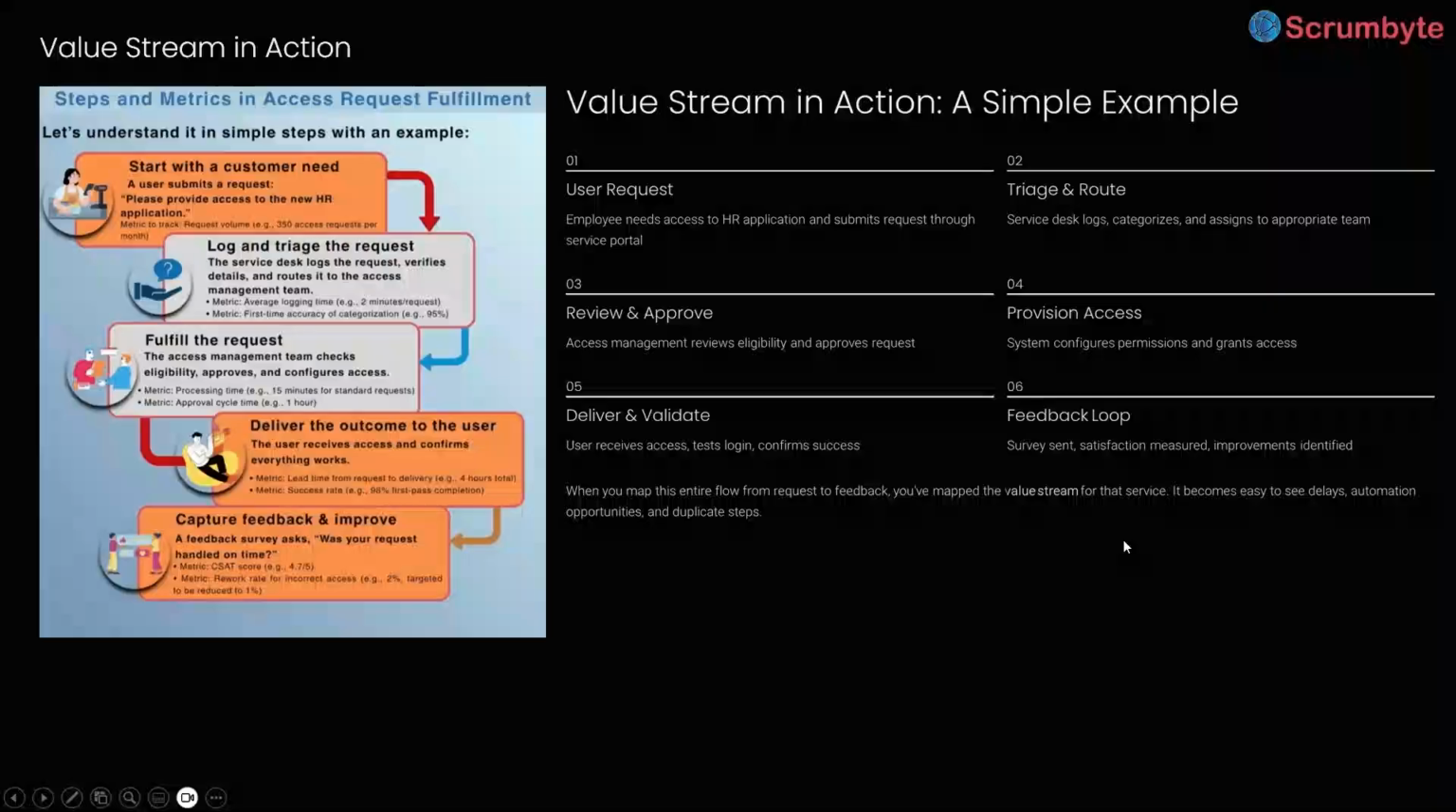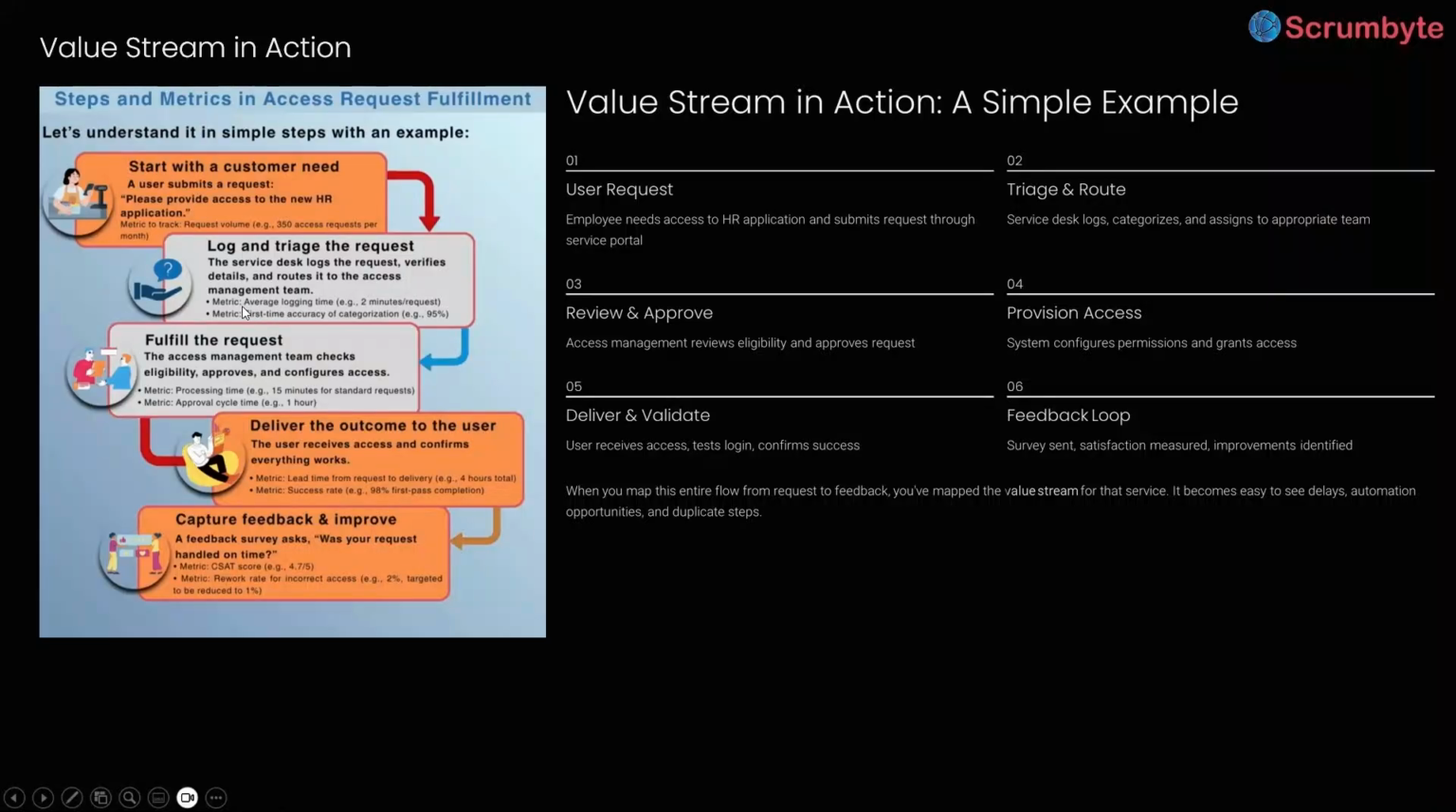Let us now look at it pictorially. Here on the particular slide you can see a diagram. It basically starts with a customer need, that's nothing but a demand. So here we are saying that the user is submitting a request. But what I want you to concentrate on more is the one at the bottom, metric to track, request volume. So we are approximately expecting around 350 access requests per month.